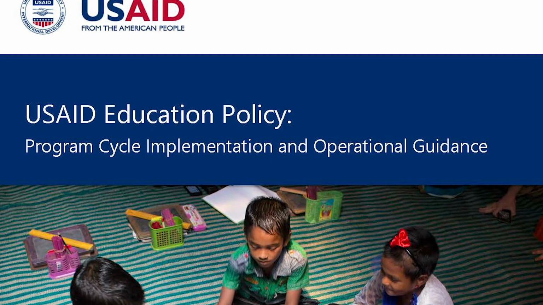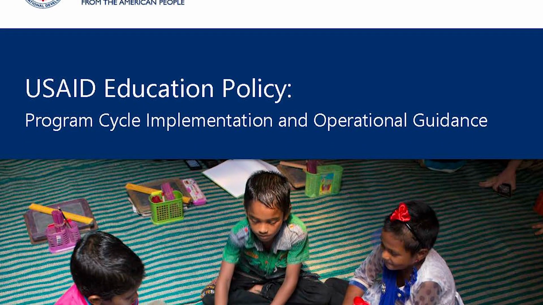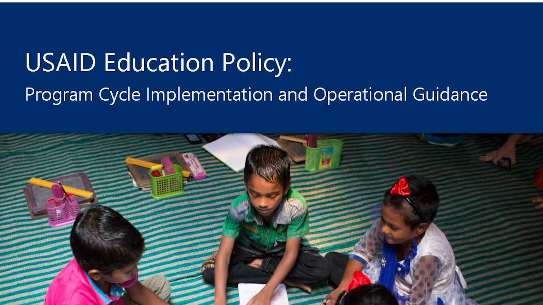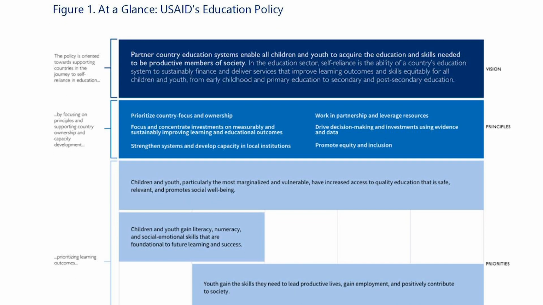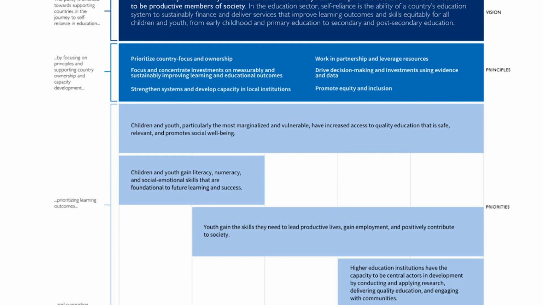Any bureau, office, and mission with education programming, regardless of the account, program area, or funding source, should ensure their programming is aligned with the principles and priorities of the policy. The policy is accompanied by program cycle implementation and operational guidance that helps USAID operating units understand the policy and its practical implications for programming.